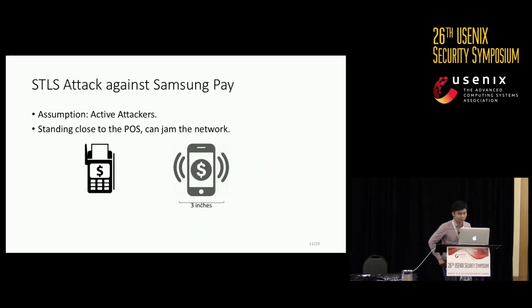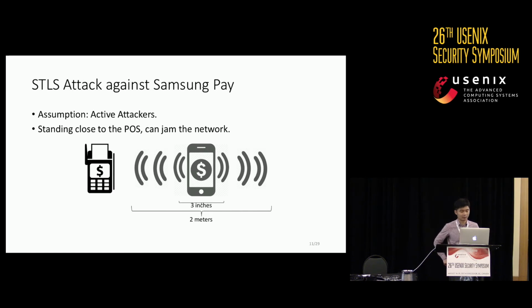However, we found that Samsung Pay users are not secure at all. An active attacker who is standing close to the POS machine can not only sniff the magnetic signal but also jam the network the POS machine uses to connect with the backend server. We reconfirmed that the magnetic signal broadcasted by a Samsung phone can be received from a further distance than the officially claimed 2 meters, by a man-made coil antenna.